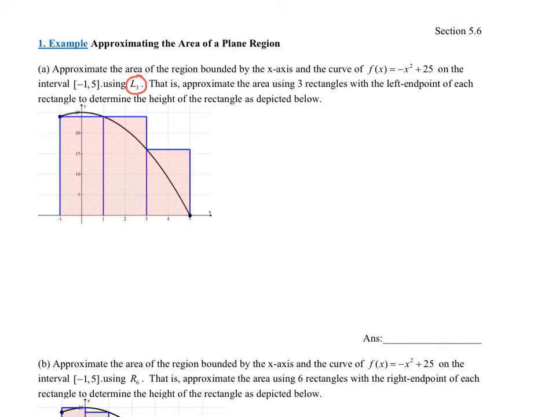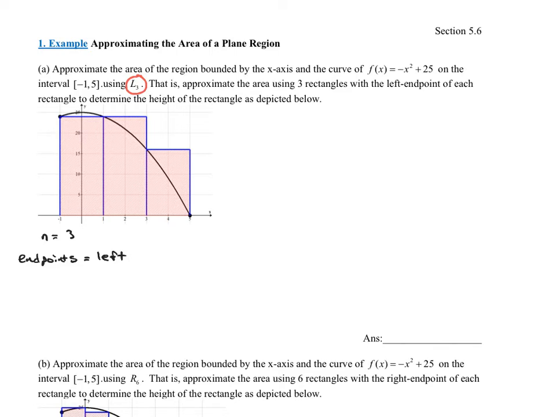Okay, so what are we going to do? Well, we have a couple of things to do. First thing we want to do is consider how many rectangles did they want. Well, they wanted 3 rectangles. Which endpoints are we going to be using? Well, we're going to be using the left endpoint. So this is all information that we need to know without a doubt, okay? So what's the next thing we should do?